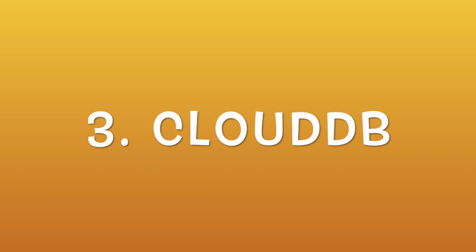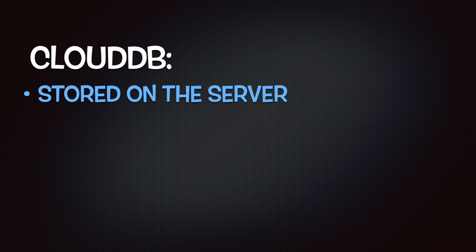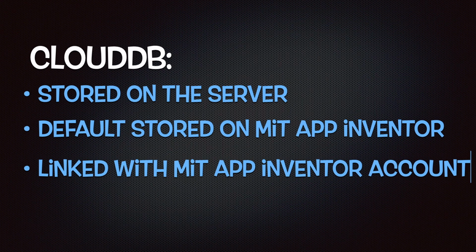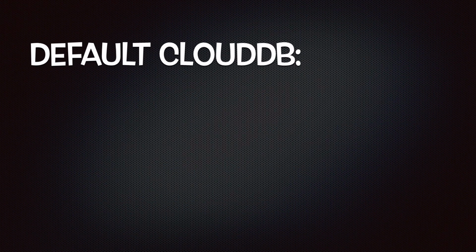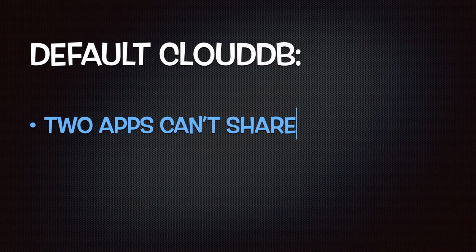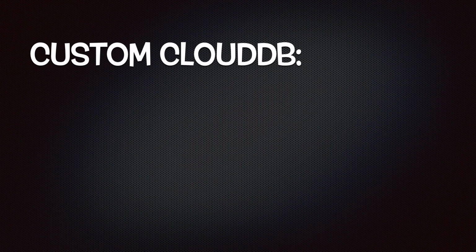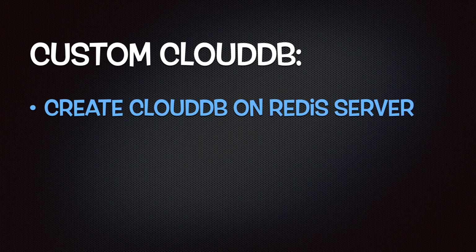Remember that we used cloudDB while making our chatting app? cloudDB is also stored on a server, and the default cloudDB is stored on MIT App Inventor servers. But the data is specific to an MIT App Inventor account, so it can't be overwritten by other programmers. The only problem is that the data in default cloudDB is app-specific, so the same database can't be shared by two different apps. However, what we can do is make our own cloudDB by hosting it on our own Redis.